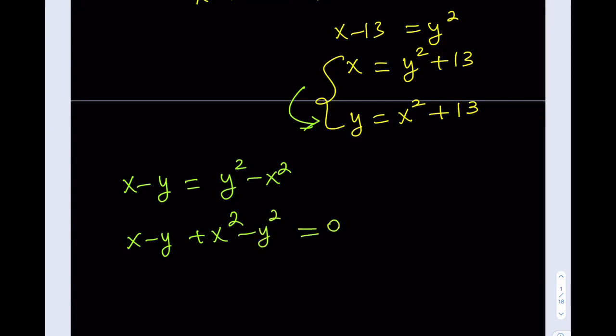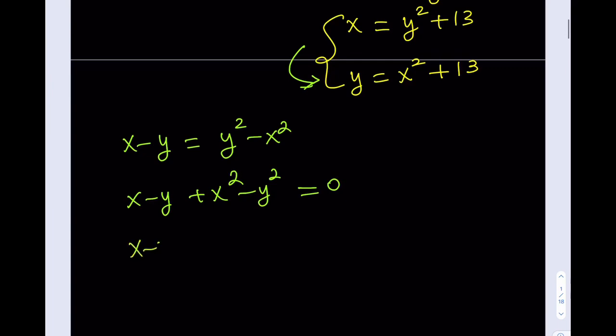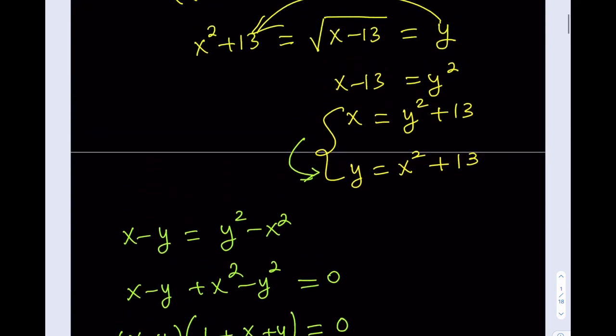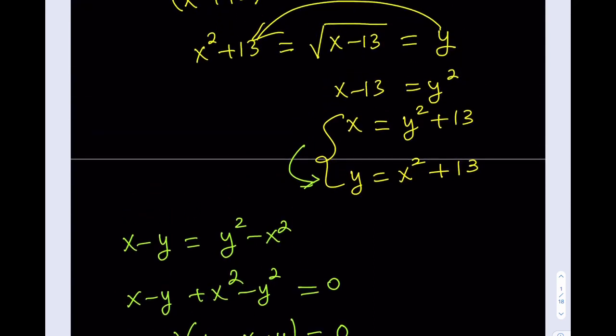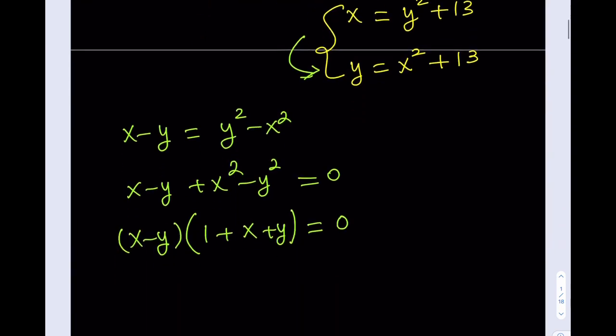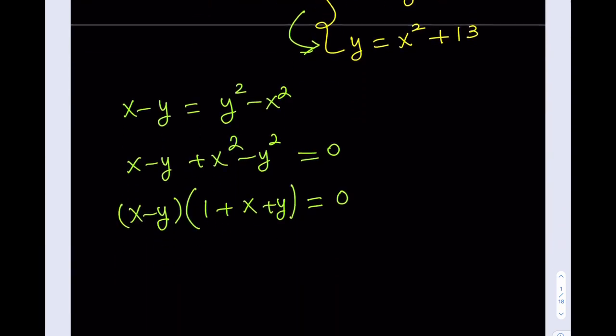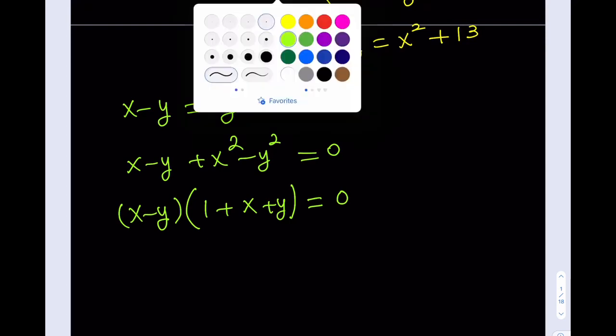And notice that this can be factored by grouping. So if I just factor x minus y out, then I'll be getting 1 plus x plus y, which is equal to 0. Beautiful. Now, this is an equation that I obtained from a system of equations, which I obtained by substitution. So I had one equation, then I turned it into a system, and now I turned it into an equation again. But this is much better. Even though I have two variables, this is a really nice equation to work with.